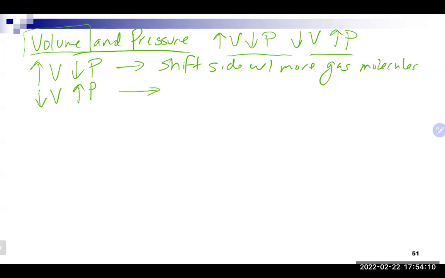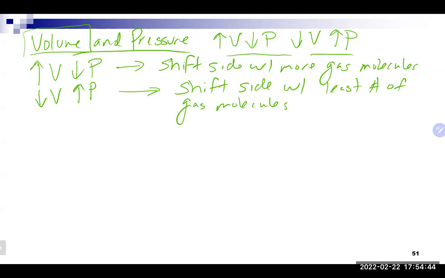And in this case, again, if you just think about it in terms of volume, smaller volume, you need fewer gas molecules there. With a smaller volume, pressure starts to creep up, so to bring it back down to where it was originally, or in that idea of equilibrium, we actually need fewer gas molecules. So in this case, it will shift to the side with the least number of gas molecules. Any questions on that?